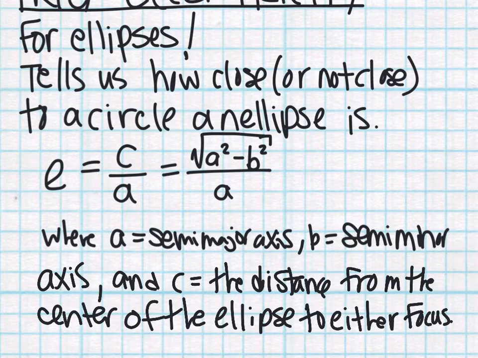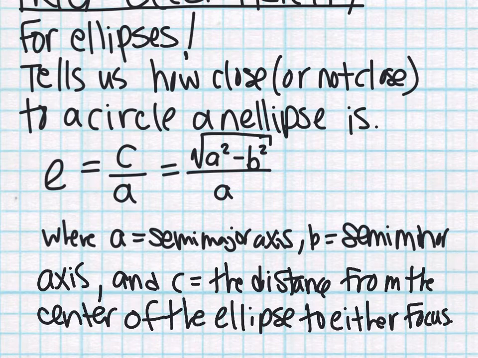Same thing. So if we do the ratio of the distance from the center of the ellipse to either focus to A, that will tell us eccentricity. And if we think about it, the distance from the center of the ellipse to either focus, our numerator, is going to be smaller than the semi-major axis A, unless it's a perfect circle. If it's a perfect circle, then they should be equal to each other.